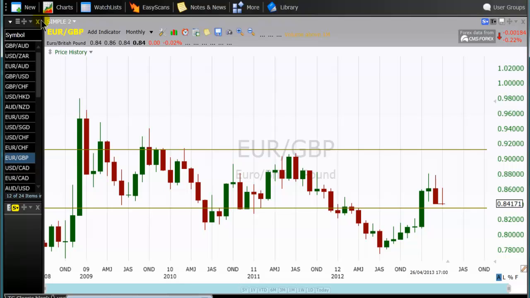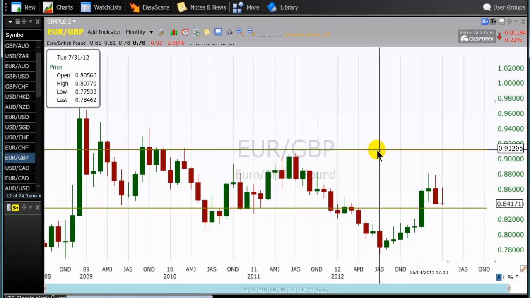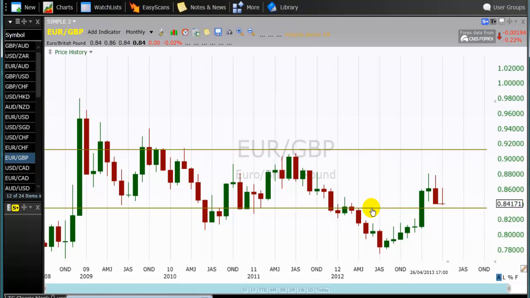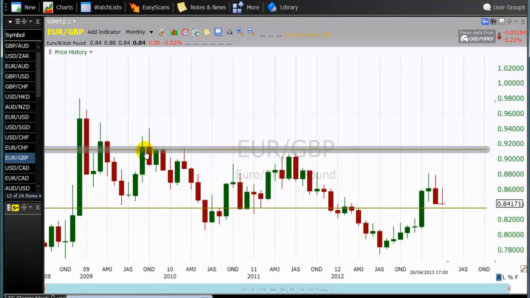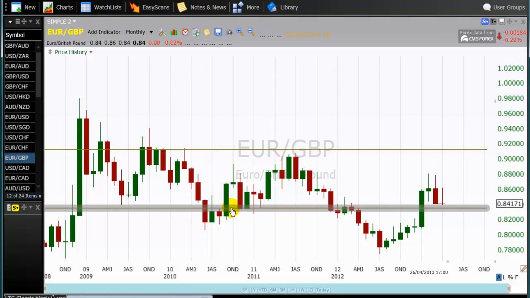Looking at this euro-pound currency pair on a monthly chart, we can see that the euro-pound is consolidating between these olive horizontal lines. I can tell you the top level is around 9,129, and the lowest point of the consolidation is roughly at 8,363. So traders, the strategy for swing trading is to look for an opportunity to sell at the top of the consolidation zone, and to look for an opportunity to buy at the base of the consolidation level. Very, very important.